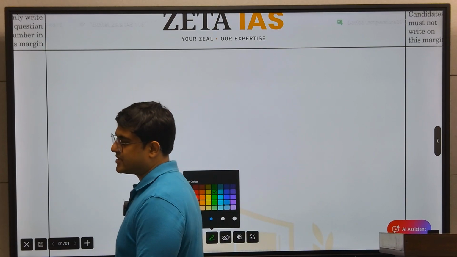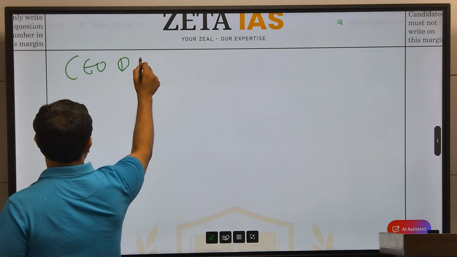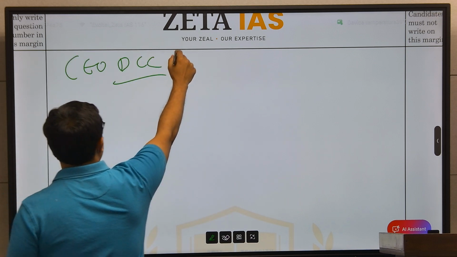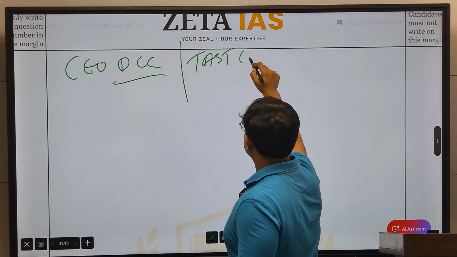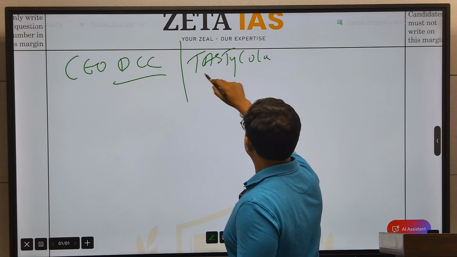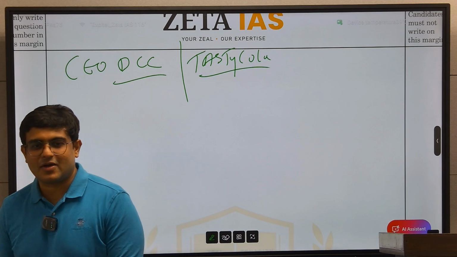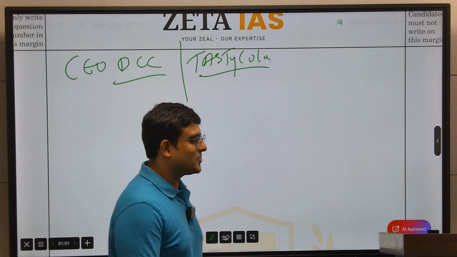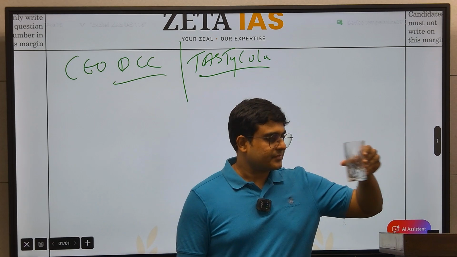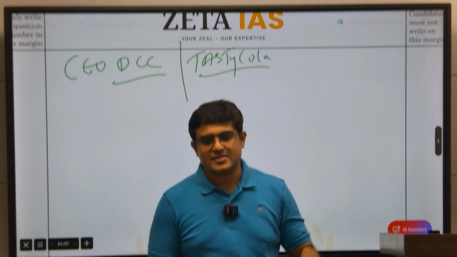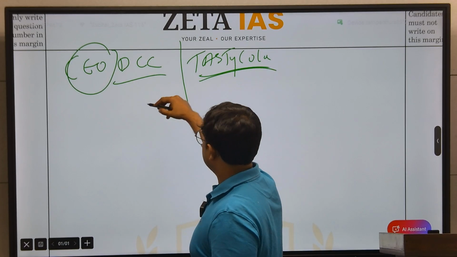See, what this case study talks about. There is a CEO of Delicious Cola company, and there is one more company, Tasty Cola. So, which cola do you like? Delicious Cola or Tasty Cola? You don't like cola. Basically, there is a CEO of Delicious Cola company and there is another company, Tasty Cola.